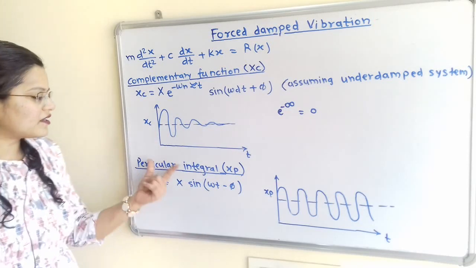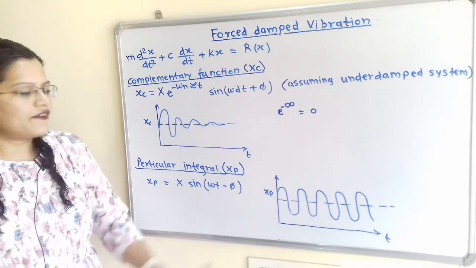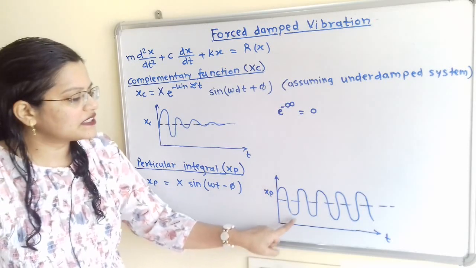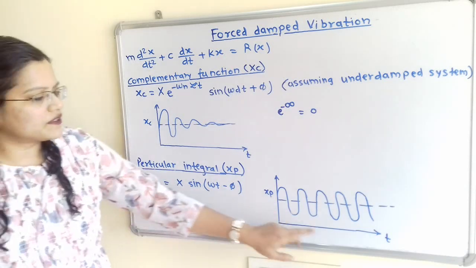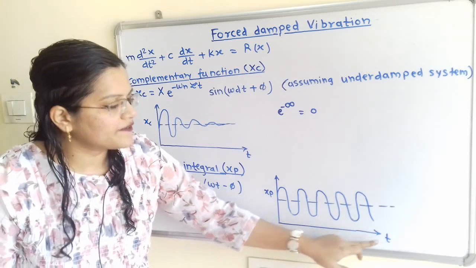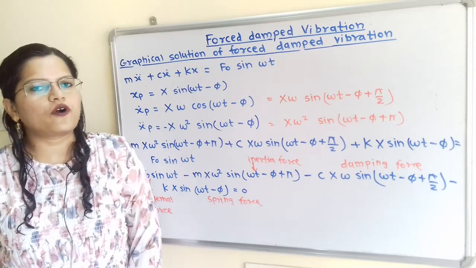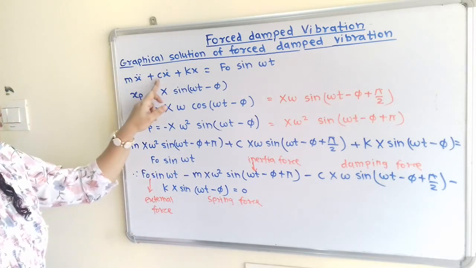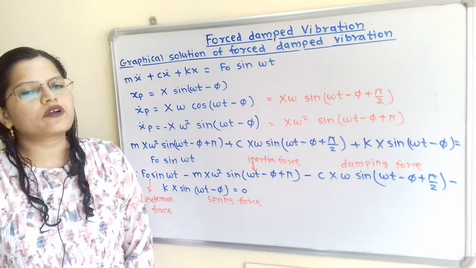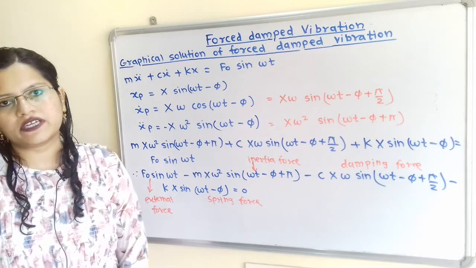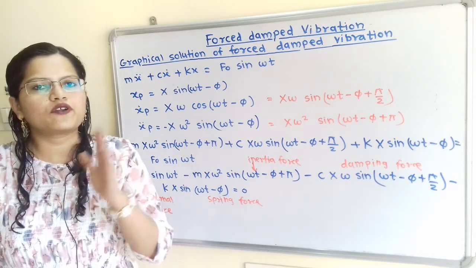Now when we move to the second solution xp, it is capital X sine of omega t minus phi. When we draw its graph, it follows a steady state sinusoidal vibration. If we observe, its amplitude remains constant with respect to time t. Now we will write the governing equation of force damped vibration mx double dot plus cx dot plus kx is equal to Fo sin omega t. Now we have to consider the solution for the particular integral. Why consider only the solution for xp and why not xc?